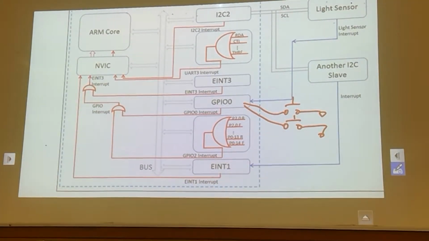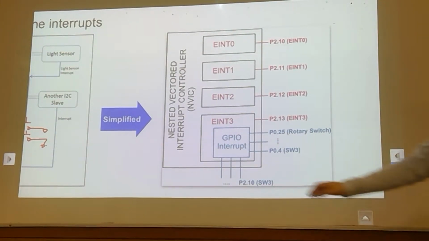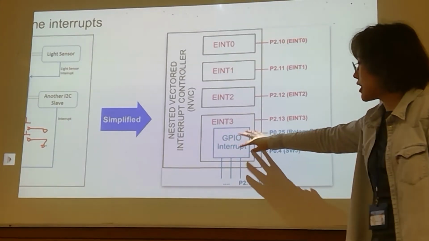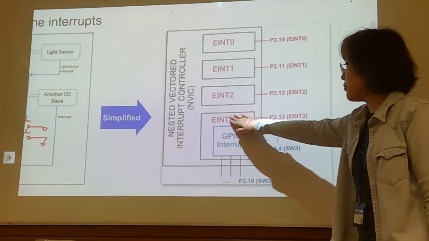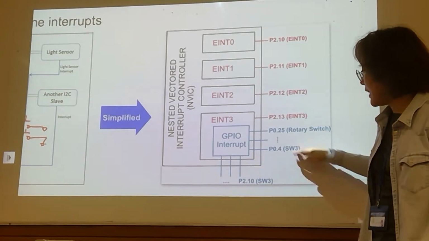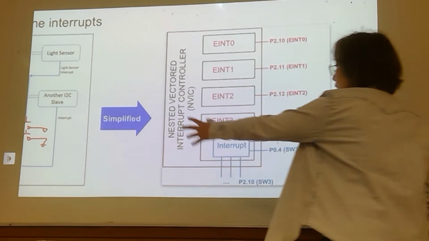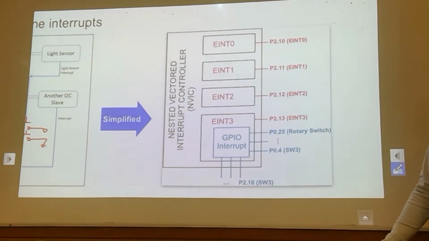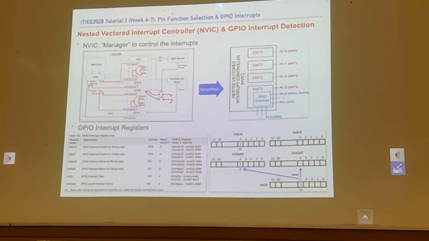Okay, if I redraw this, it's easier to see. So this is your NVIC. We can say that our GPIO interrupt actually shares this interface with ENT3. Whenever you get an interrupt signal from GPIO devices, the NVIC considers it an ENT3 interrupt. Okay, so this is the idea. This is due to the design of the processor. Get the idea?